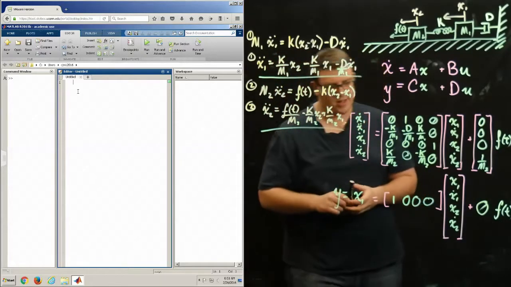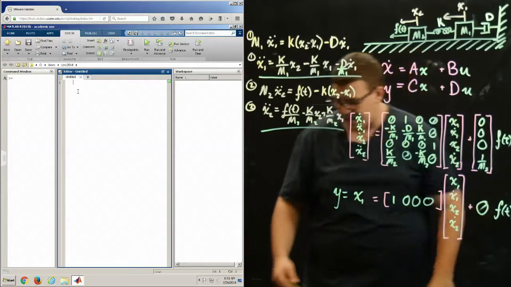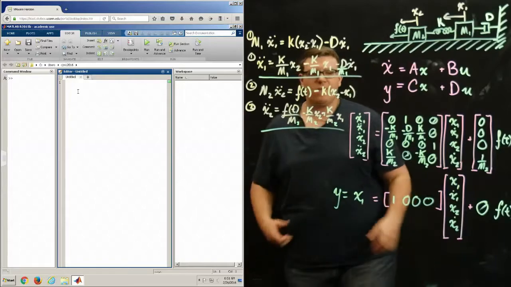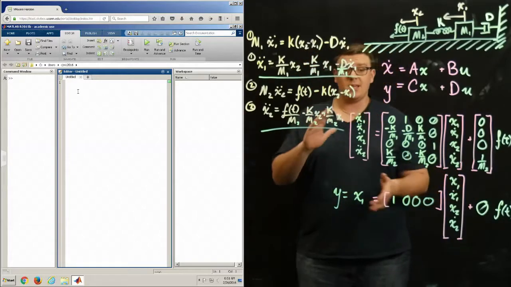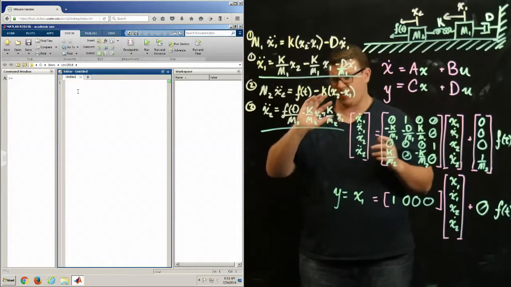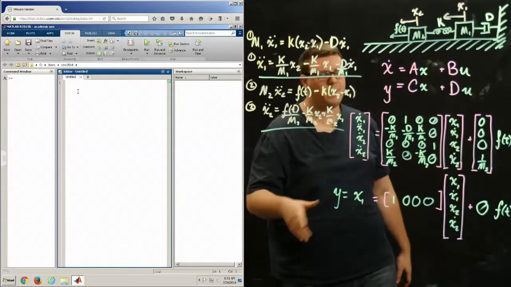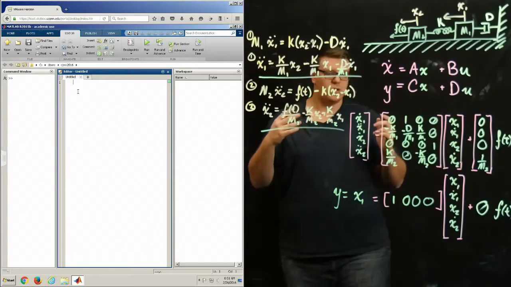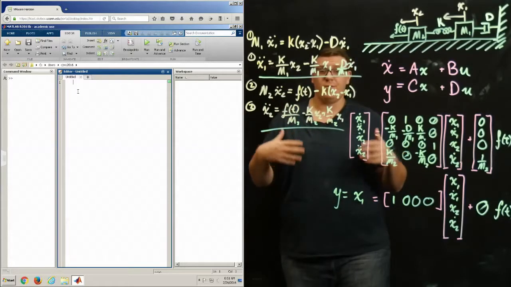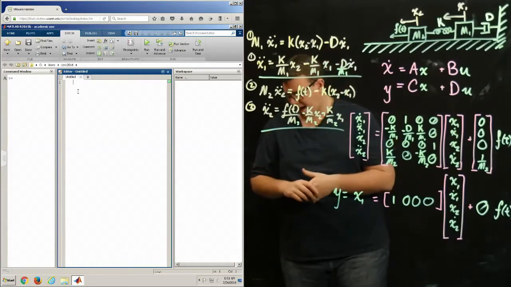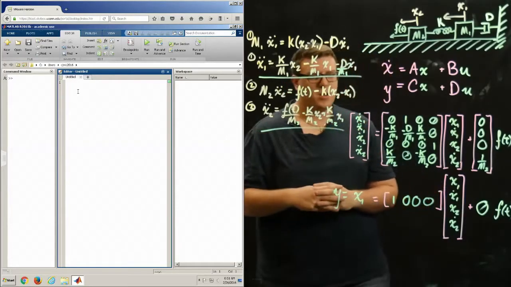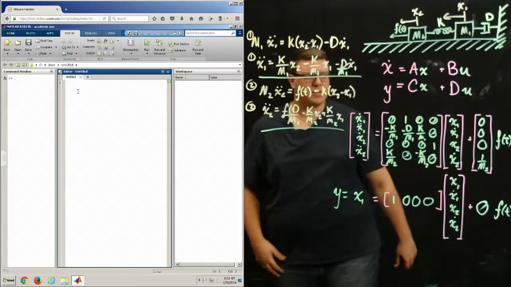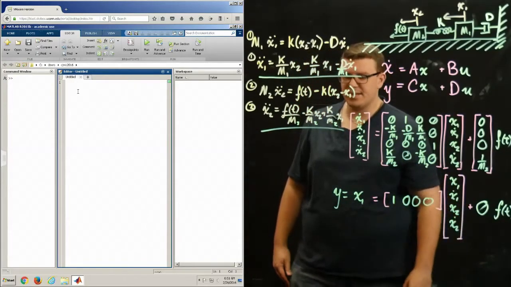The D matrix corresponds to the term of highest order in the numerator. If it matches the denominator, that means that your value at the current time is affected directly by your input, which often doesn't happen. And if the degree is any higher than the denominator, then you have a non-causal system, which doesn't make sense, or that we can't build. So this is the state space representation.